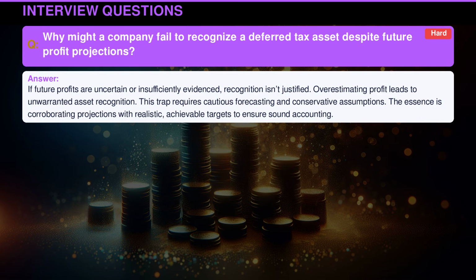If future profits are uncertain or insufficiently evidenced, recognition isn't justified. Overestimating profit leads to unwarranted asset recognition. This trap requires cautious forecasting and conservative assumptions. The essence is corroborating projections with realistic, achievable targets to ensure sound accounting.